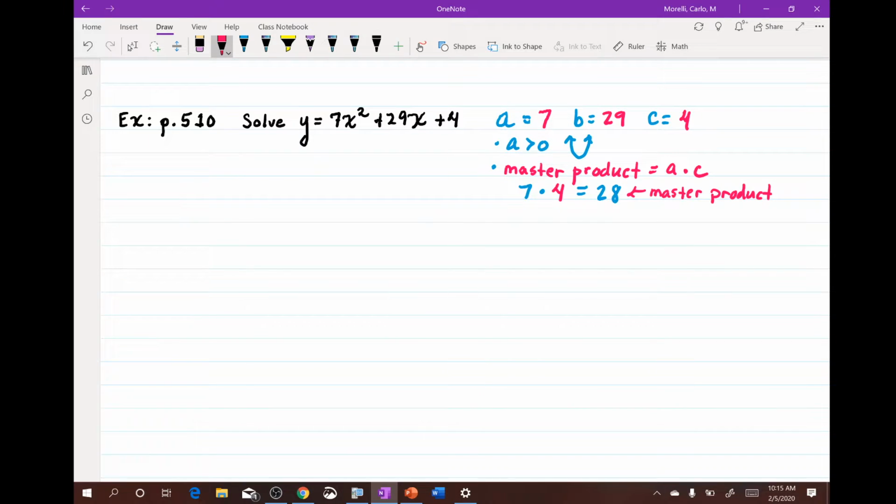So here's how we're going to do our analysis. The master product is positive, so both signs of our factors will be the same. Now what's B? 29. So B is positive. Okay, so both factors, because B is positive and the master product is positive, which we used to say C was positive, since they're both positive, both factors are positive.